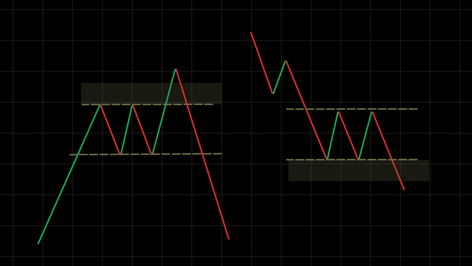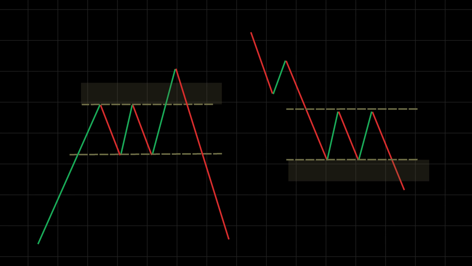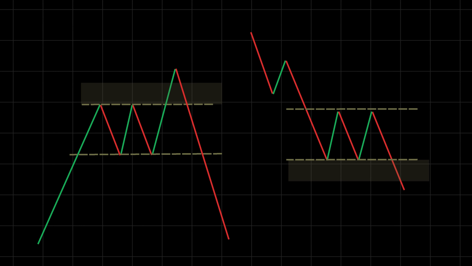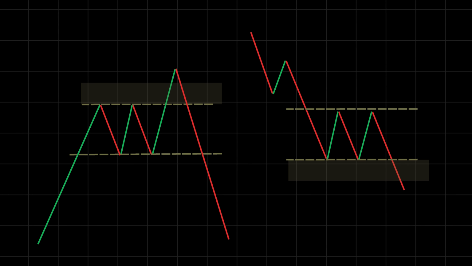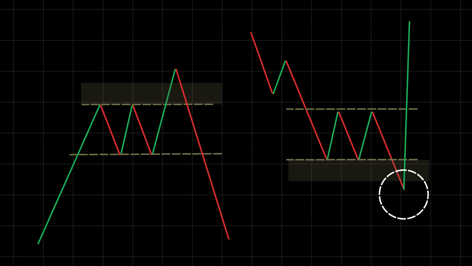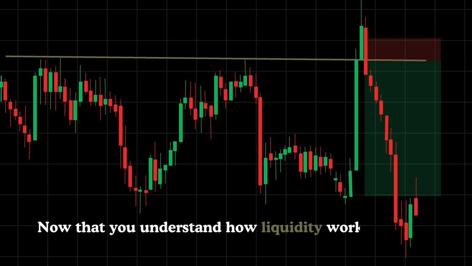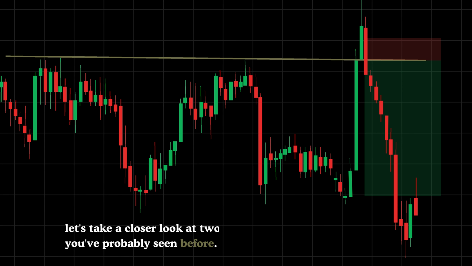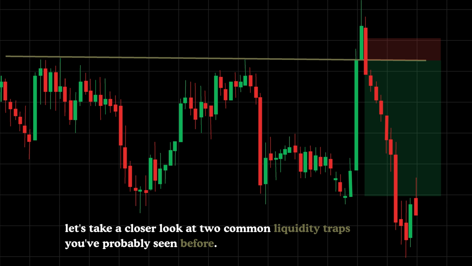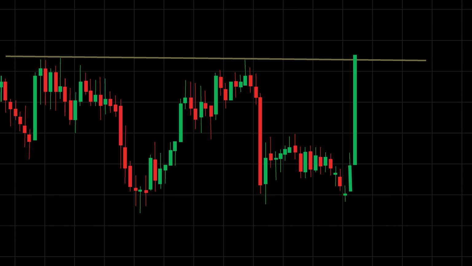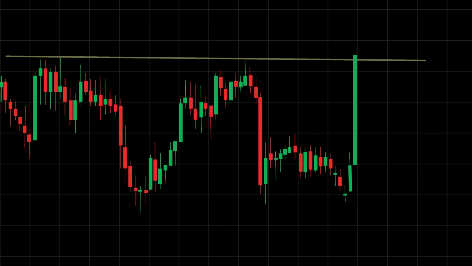So what do they do? They drive price below support, trigger those stops, use the wave of sell orders to fill their buy positions, and then reverse the market upward. This is the core idea behind a sell-side liquidity grab. Now that you've got a handle on how liquidity works, let's break down two common liquidity traps you've likely seen before. We'll start with a buy-side liquidity trap.